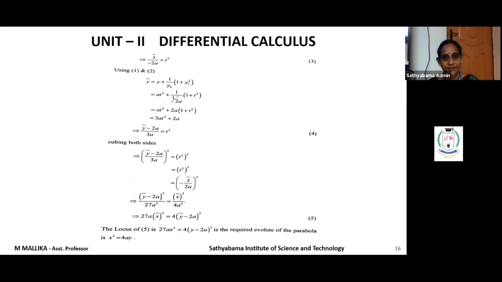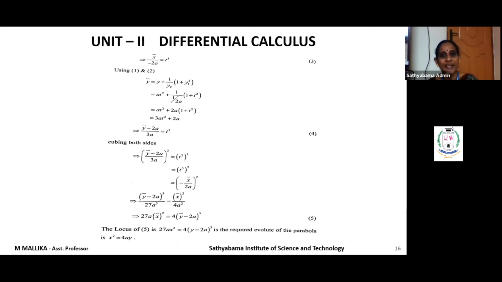Eliminate the parameter. So what do you mean by eliminate the parameter? I have to remove t, I should not have t in my equation. So how will I eliminate t? For that, in the first equation I am having t cube, second equation I am having t square. So if I want to eliminate t, I have to make the powers of t same. When will the powers of t be same? If the power is t power 6. So how will I get t power 6?